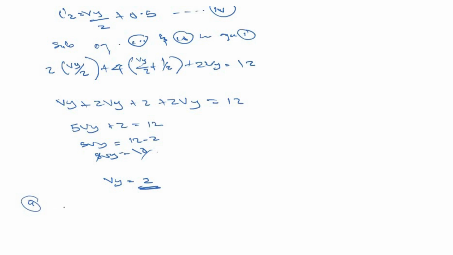So now for the A part, we know that our I1, from the expression we derived earlier, we said I1 is equal to Vy all over 2. So therefore 2 divided by 2, and our Vy is 2. So 2 divided by 2 is equal to 1 amp. So our I1 is equal to 1 ampere.